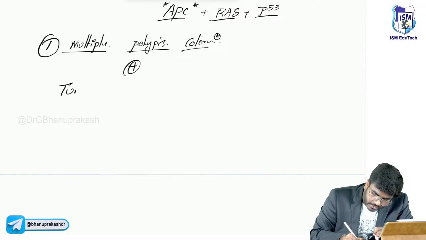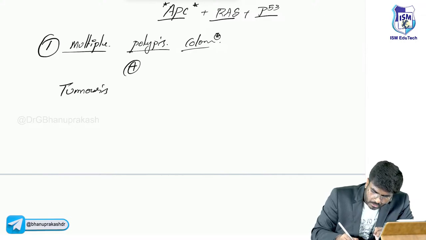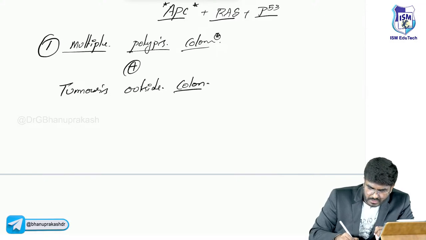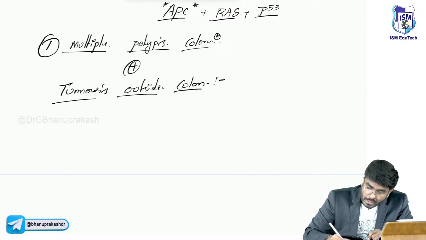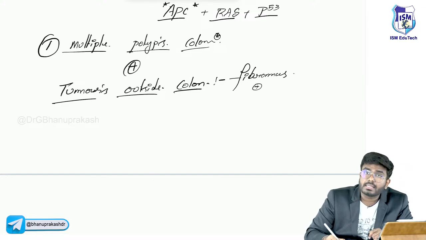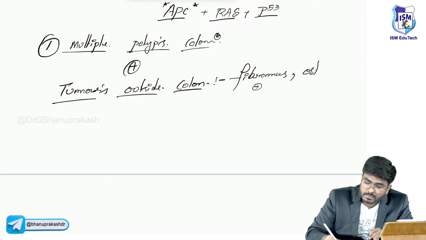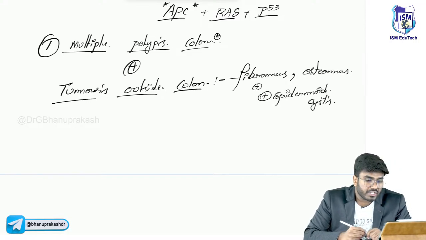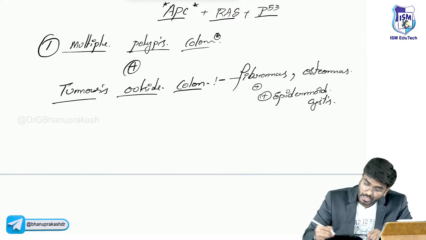Tumors outside the colon. Which tumors are seen outside the colon? The patients are going to have fibromas, osteomas, epidermoid cysts, and even lipomas.